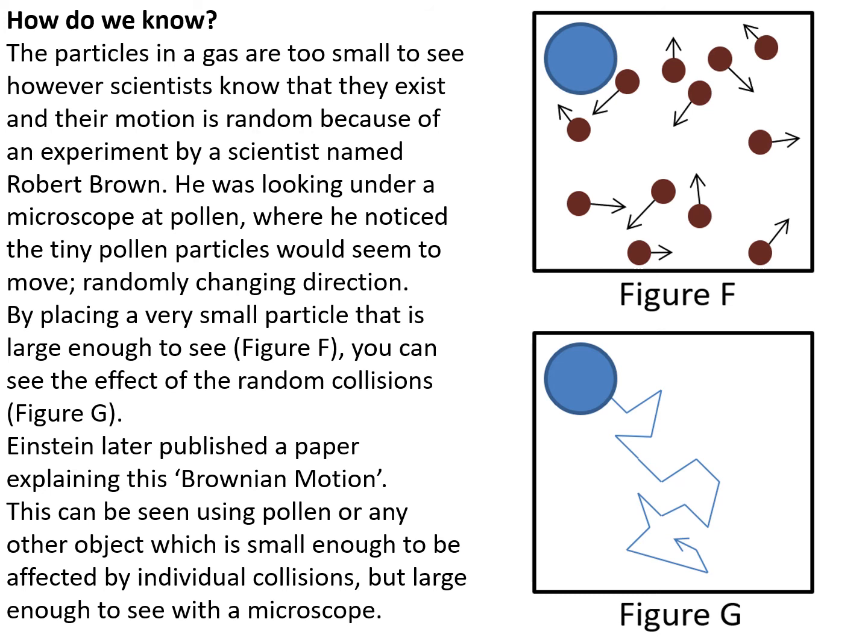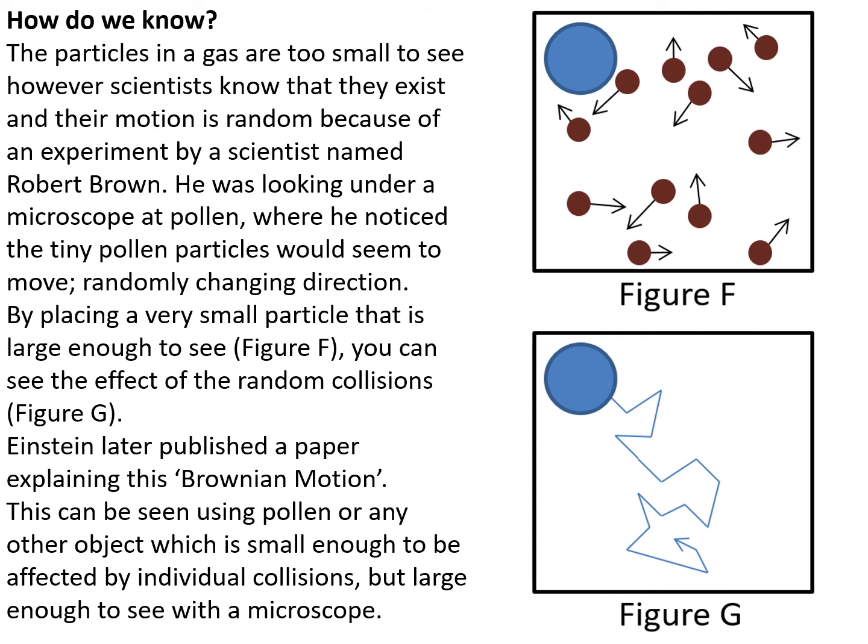So how do we know that gases are made of tiny particles that are moving around randomly? The particles in a gas are too small to see. However, scientists know that they exist and that their motion is random because of an experiment by a scientist named Robert Brown. He was looking under a microscope at pollen, where he noticed the tiny pollen particles would seem to move randomly, changing direction.